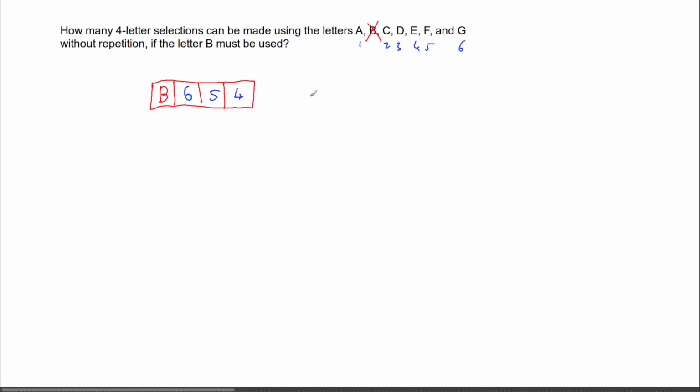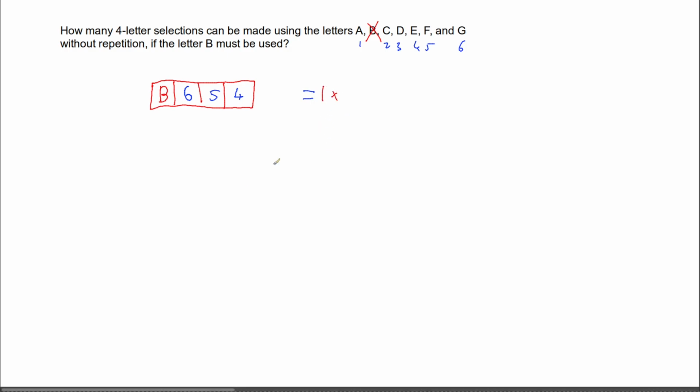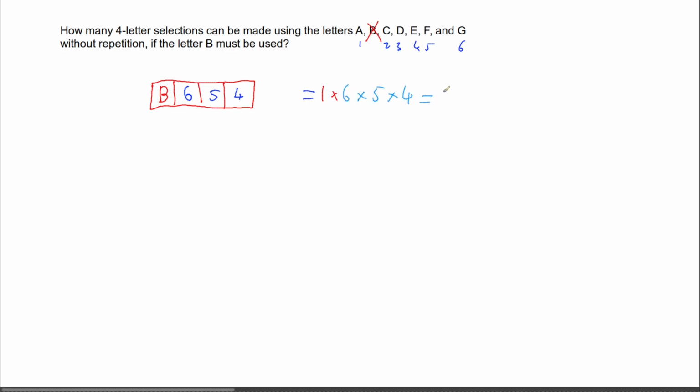So that would mean that the number of combinations for this one would total up, well, I've got one option to pick the B. That must be in there. And then multiply that by 6 times 5 times 4, which works out to be 120 different ways to select 4 letters from these 7 if the B is the first character selected, because that's the situation I've represented here. B came first, then I randomly selected the others.